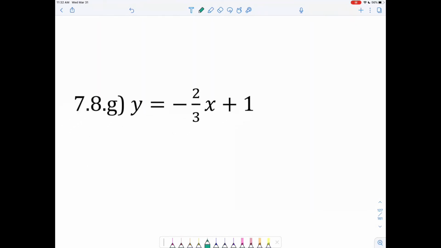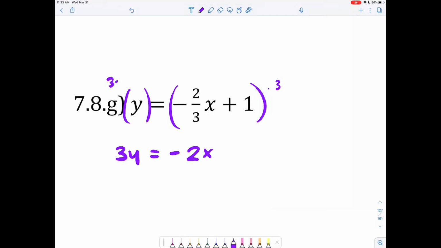Let's take a look at the next one. Here, we notice that, yes, not everything's on the same side, but we also have fractions. My go-to plan is to get rid of that fraction first. And how I do that is I multiply both sides by the lowest common multiple of all of my fractional coefficients. So here I only have one fractional coefficient, so the lowest common multiple is going to be 3. So I'm going to multiply both sides by 3, just to get rid of that fractional coefficient. So I get 3y is equal to negative 2x plus 3.